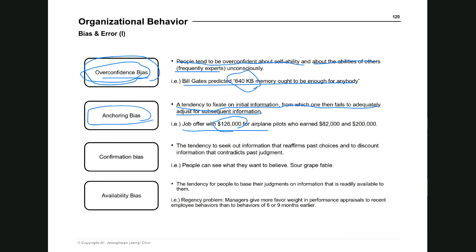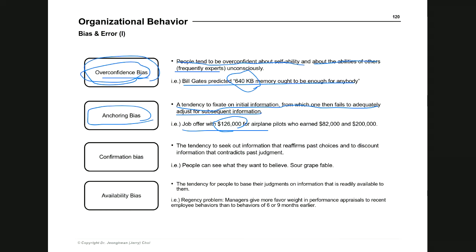Why? Why don't you want to take that job? Because I am devaluing myself. I feel bad. But let's think about it. $126,000 is better than zero. If you do not take the job, you have no chance to get a salary, and something is better than nothing. Absolutely. But many people will refuse that job offer.